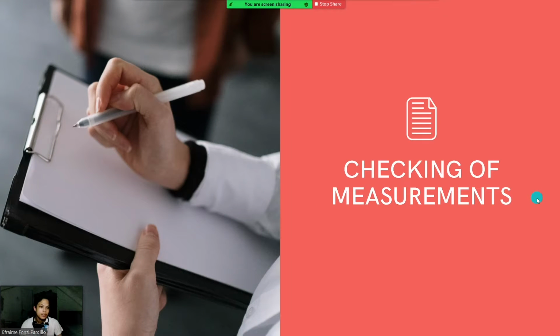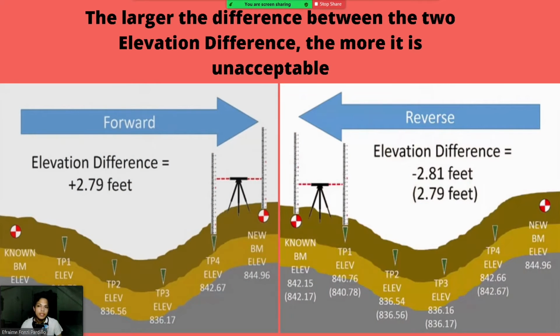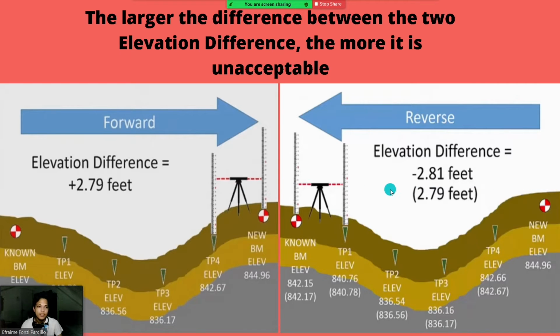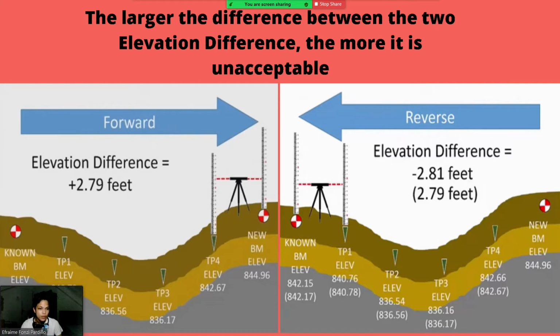Checking of measurements. To know whether our measurements are true and correct, we will need to conduct two ways of solving the elevation. One is the forward way, which we did earlier, and one is the reverse way. In the forward way, we did it from left to right, and in the reverse way, we will do it from right to left. As you can see here, there are new values below the elevations. One is inside a parenthesis and one is outside the parenthesis.